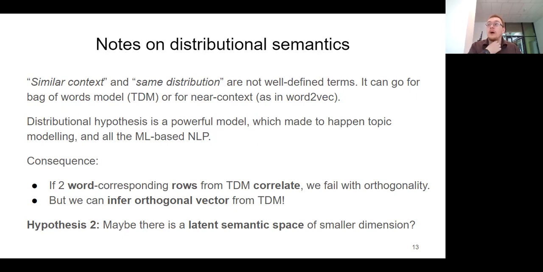But somehow we can think about inferring orthogonal vectors from the term-document matrix. And the people who were sharing ideas in the chat are actually right. We will go here and see what can be done to infer orthogonal vectors from the term-document matrix.